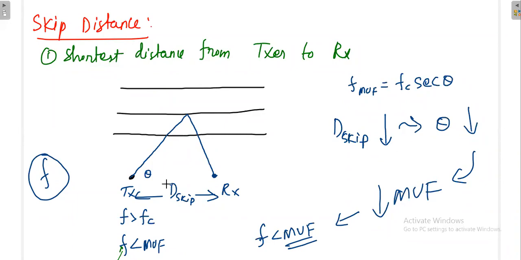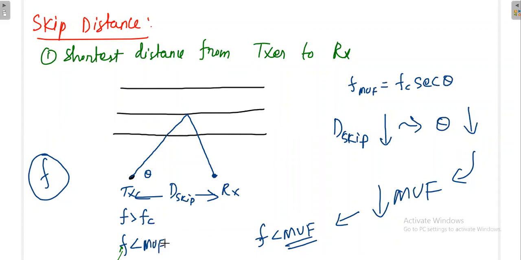What is the aim? Already some distance, d skip, is there. Now I am trying to reduce this distance. I am operating at some frequency. To reduce this d skip, I have to reduce theta. Once I reduce theta, my MUF will decrease, and then I am not satisfying this condition.